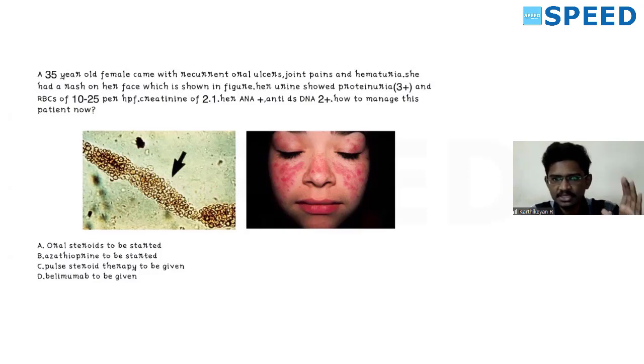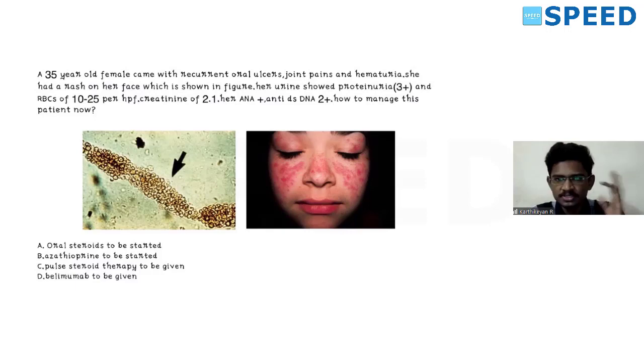They have given a picture of the urine for active sediment and a picture of the patient's face. So how are we going to manage this patient? A. Oral steroids. B. Azathioprine. C. Pulse steroid therapy to be given. D. Belimumab to be given.